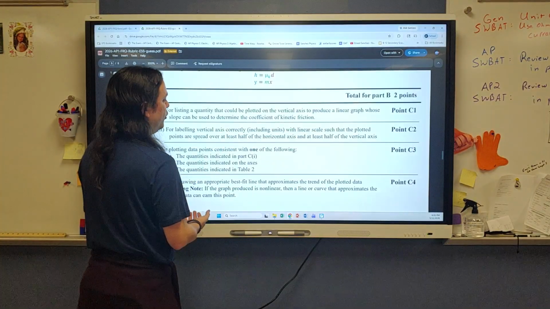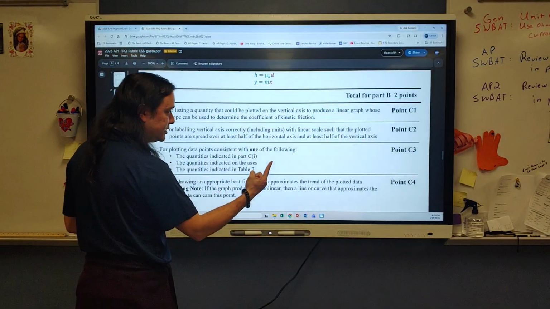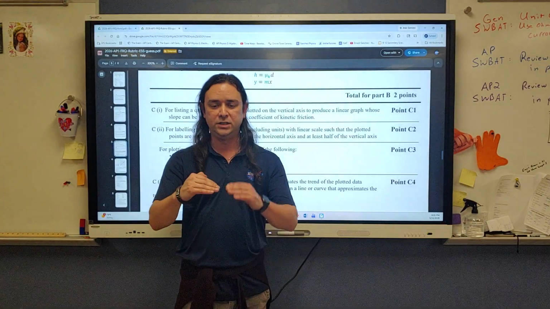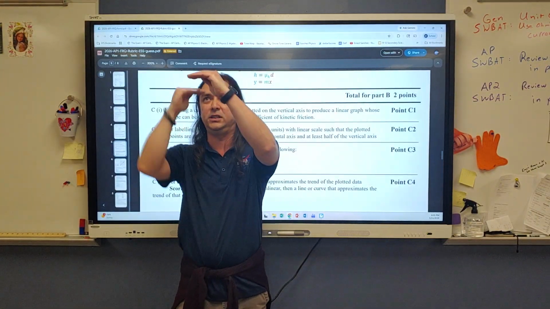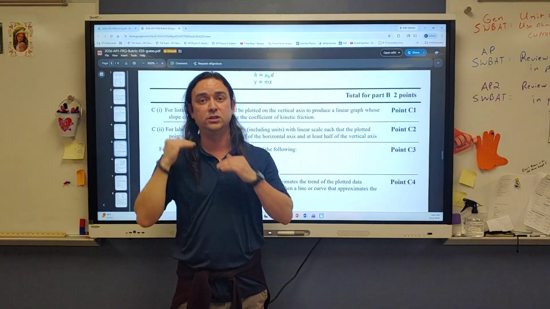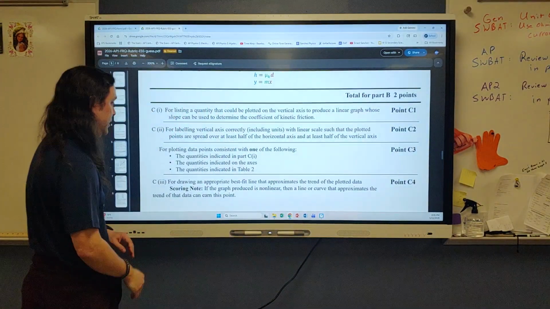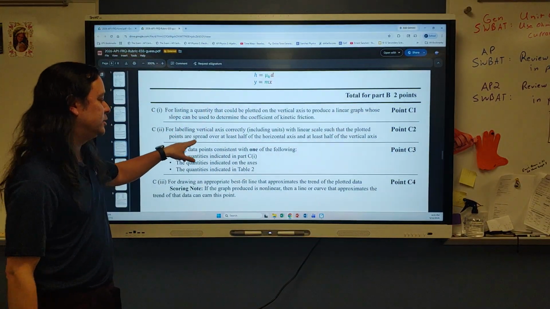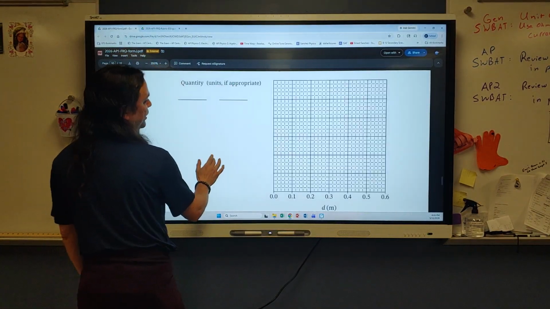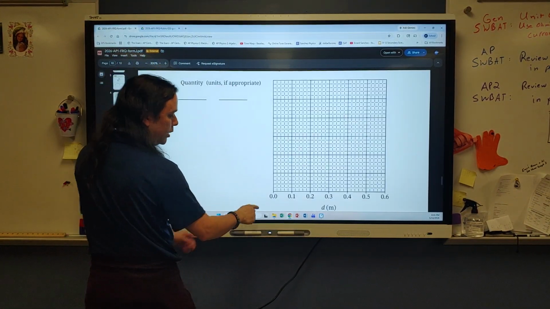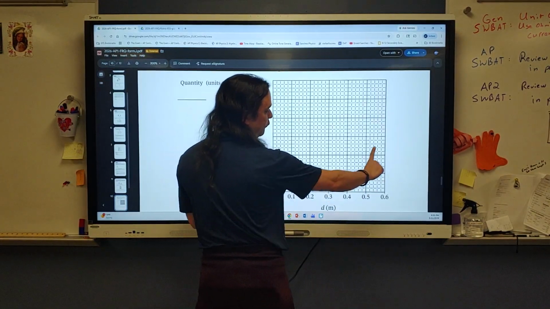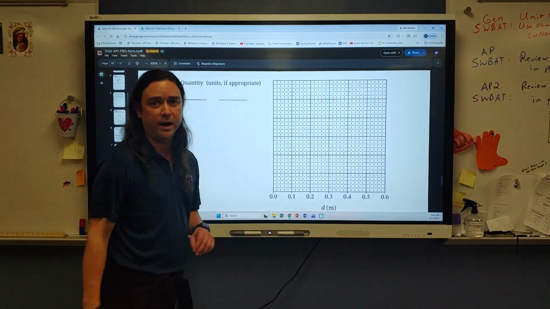The next point is for labeling the vertical axis correctly, including units, with a linear scale. I have students every so often that go 0, 1, 2, 17, 344. You need it to be a linear scale, so you need to space things out appropriately. And the data should be spread over at least half of the horizontal and vertical axes. They probably dropped that from AP1 because they've actually filled in the graph, and they know that your data points are being forced to be spread out over a decent amount of the graph.